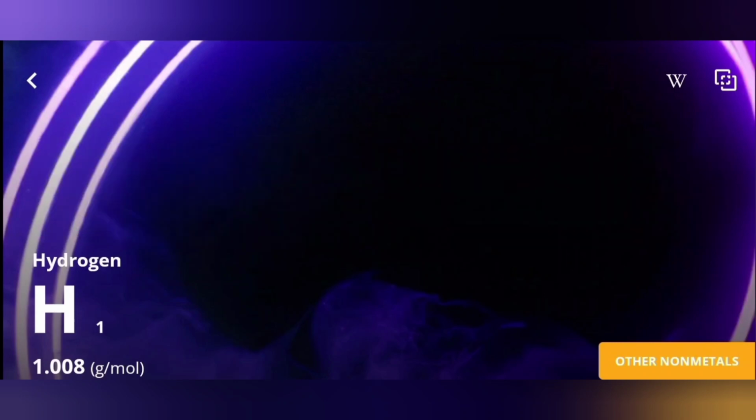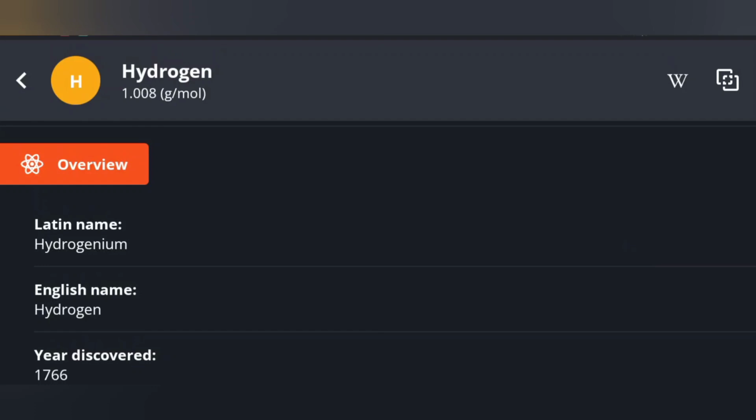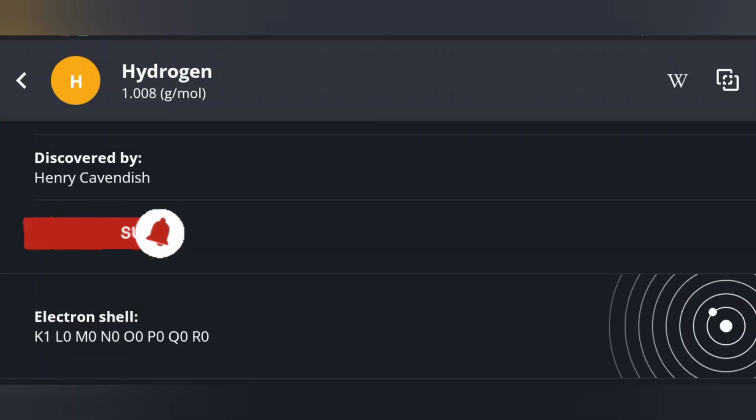Now discuss more about hydrogen. Overview of hydrogen: its Latin name is hydrogenium and its English name is hydrogen. Hydrogen was discovered by Henry Cavendish in 1766. This is the structure of the hydrogen atom.